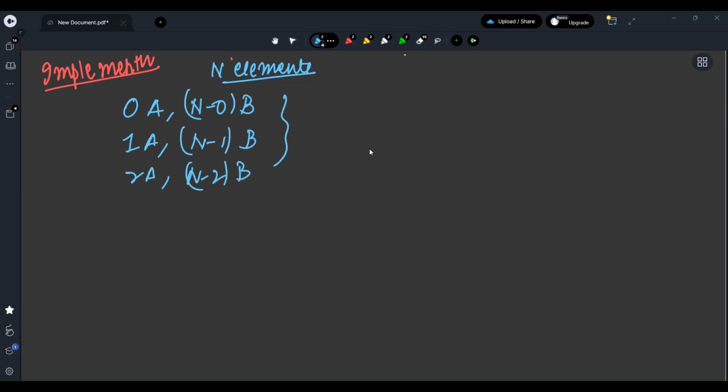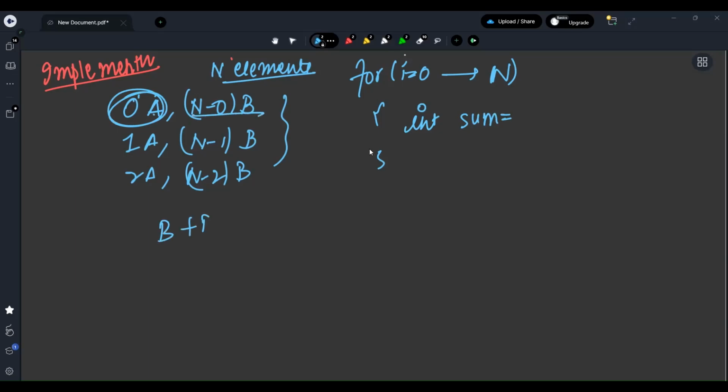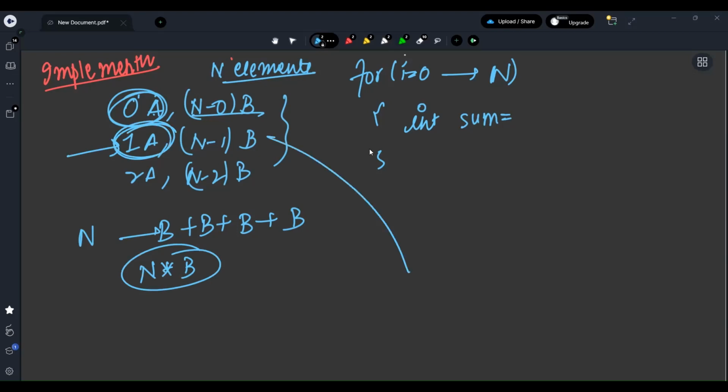So how can I process? I will just use a for loop, i equals 0 to n, and I will ask what will be the sum of digits. Like when we have 0 A's, no A will be there and all the B's will be there. So if I add all the B's, we have n B's, so we will just do n into B. Similarly, since we have 1 A here, we can have 1 into A plus n minus 1 into B.